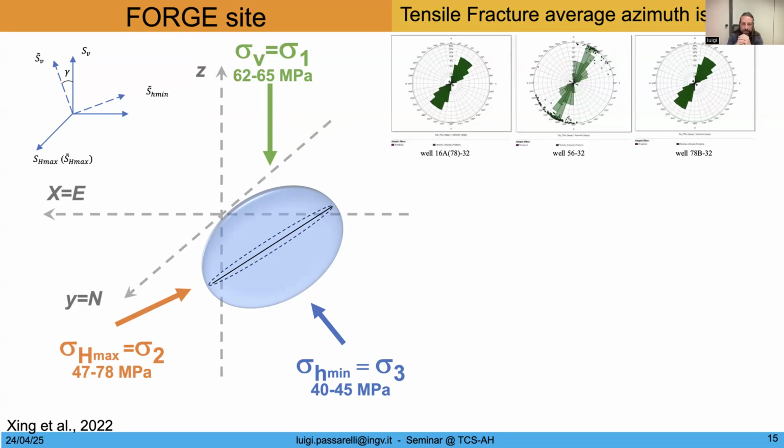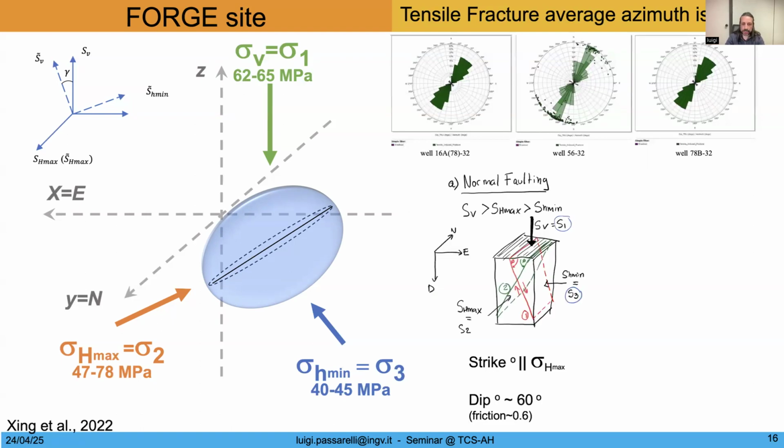But this is for a tensile crack opening in this field. The geometry is important also for later on. But what about normal faulting? For normal faulting, according to the Andersonian theory of the fault, the strike of the normal faulting is going to be parallel to sigma H max, if the stress field is a normal faulting one. And for a friction of 0.6, they will have a dip of 60 degrees, so classical Andersonian theory. But the strike is going to be, I stress, along the sigma H max of this normal faulting.